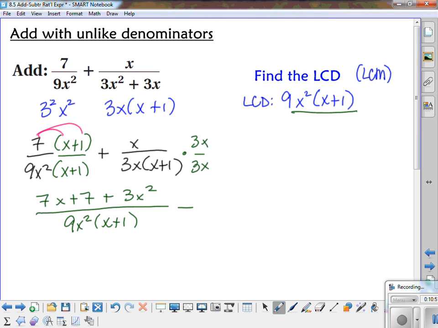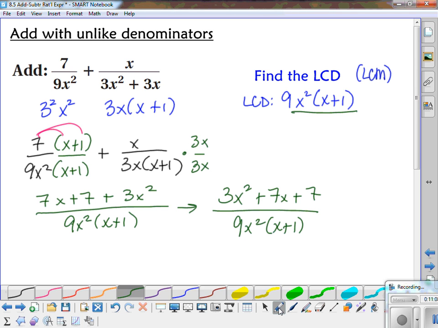I'm just going to rewrite it in standard form. Put the x squared first, then the 7x plus 7, and all over 9x squared times x plus 1. So sometimes you may run into a problem where it can actually be reduced after you do it. In this case, we can't. So we'll just leave it like that.